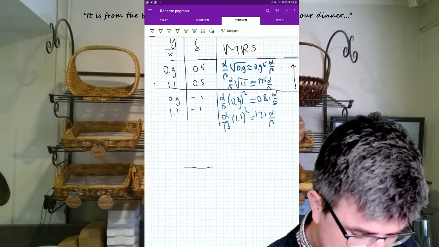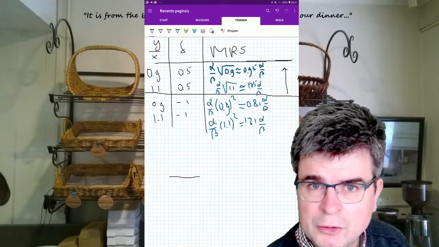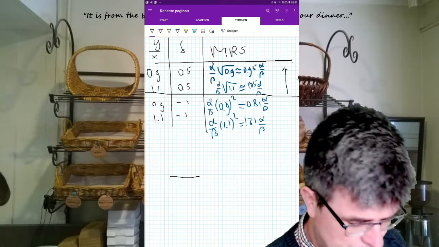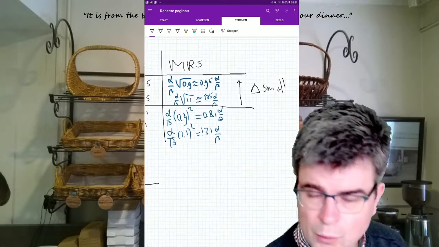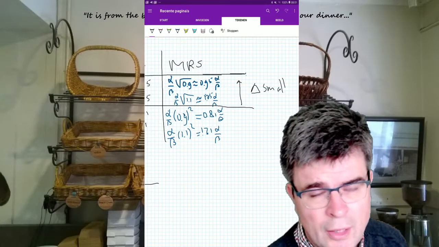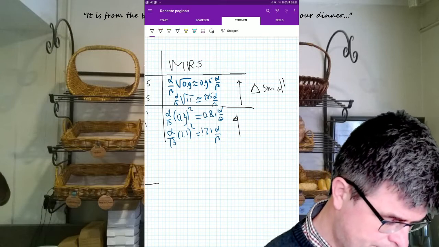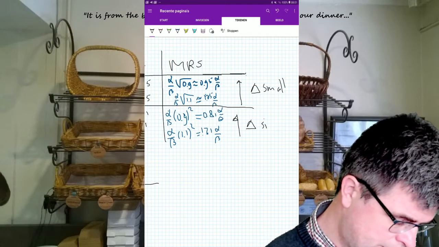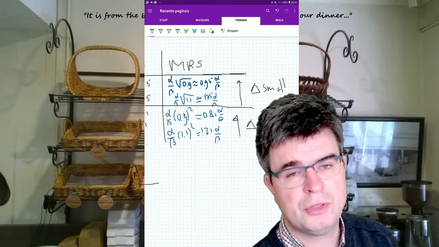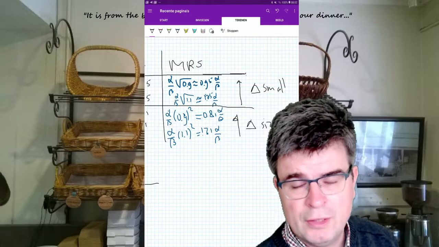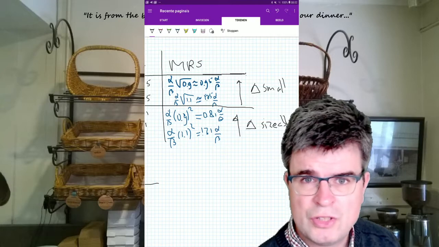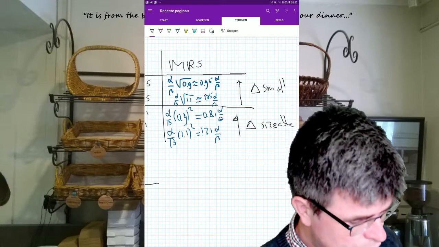But if we look at the situation where delta is equal to -1, we observe much more of a change in the marginal rate of substitution, because we go from 1.21 alpha over beta to 0.81 alpha over beta. So here the change is sizable. And given that the marginal rate of substitution says something about the slope of the indifference curve, it means that in the second case we have much more of a change in the slope of the indifference curve.